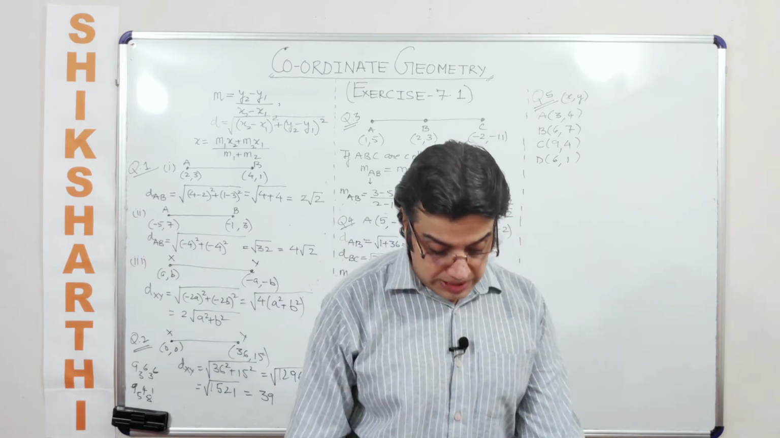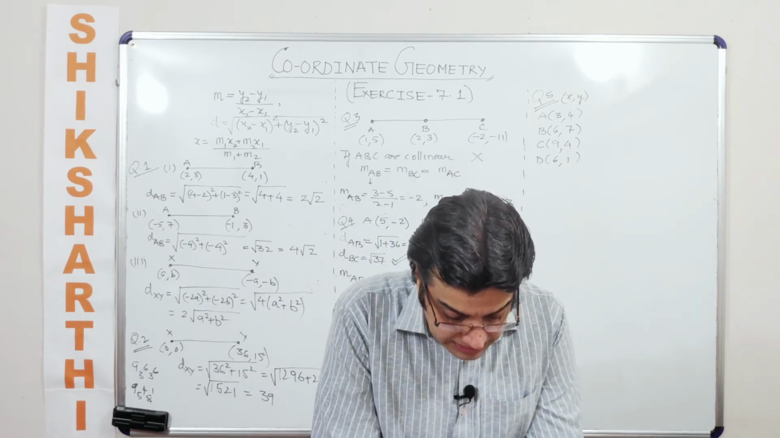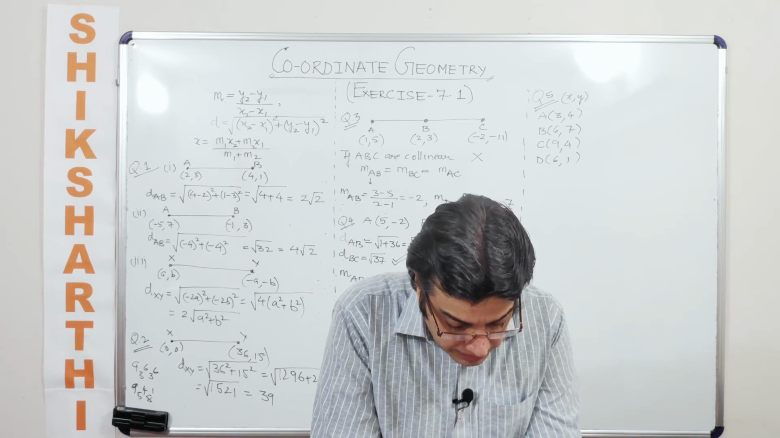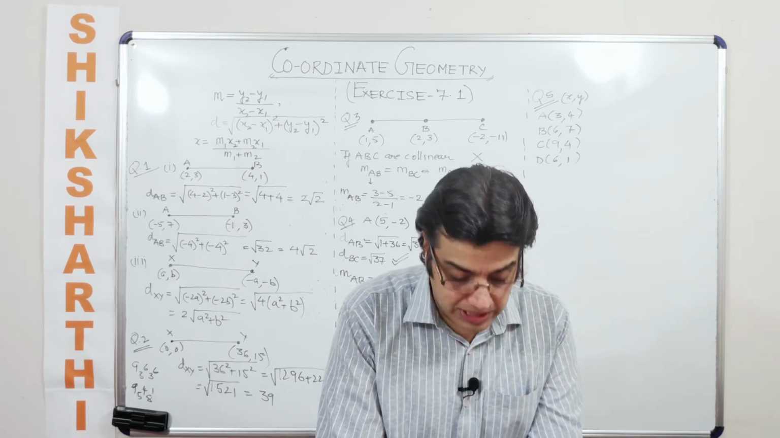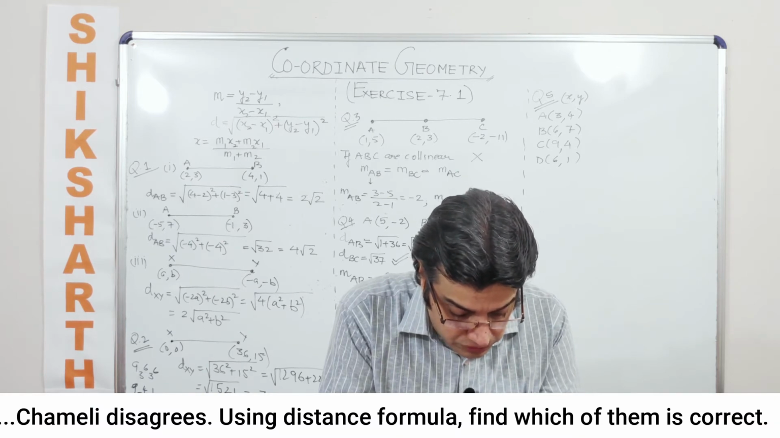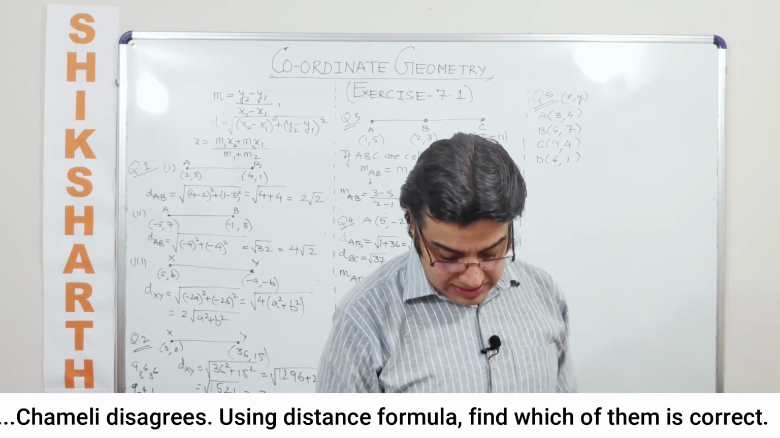And what are we supposed to ascertain? We are supposed to ascertain, the first is, don't you think ABCD is a square? Thinking will not help, we'll have to find it out. Next, Chameli disagrees. Using distance formula, find which of them is correct.